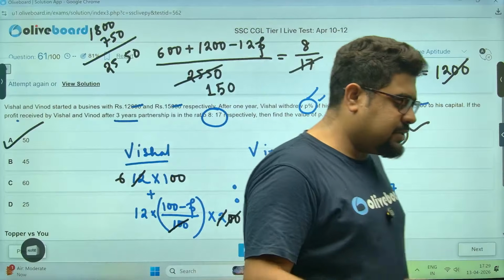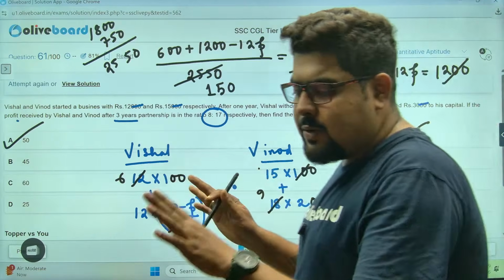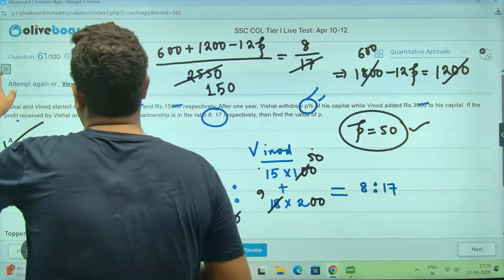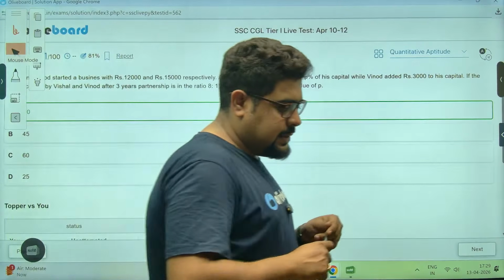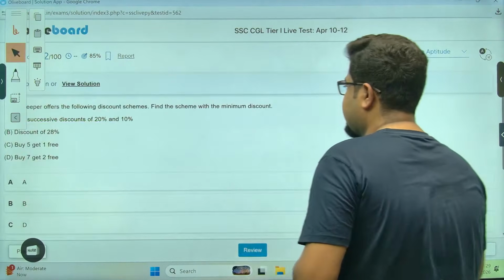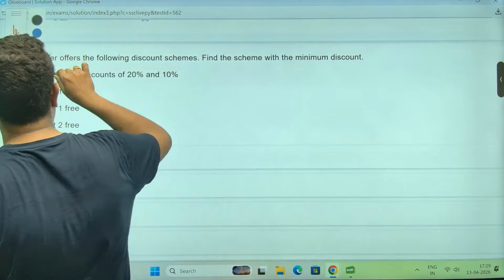Calculation was a little on the trickier side, but again, not very difficult. Again, you see, every 5-6 questions, we are getting one question which is a little on the calculative side. But again, I will say that's a good thing actually. You should expect this. Perfect, everyone.